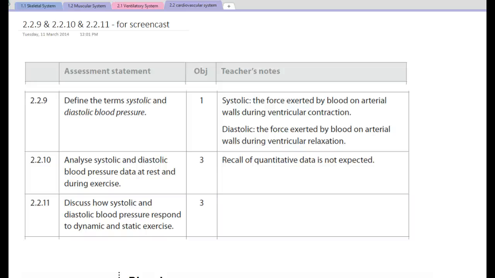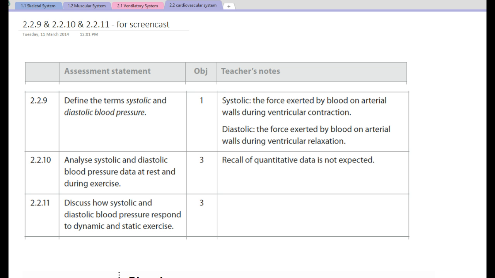This is looking at 2.2.9, define the term systolic and diastolic blood pressure. 2.2.10, analyse systolic and diastolic blood pressure data at rest and during exercise. 2.2.11, discuss how systolic and diastolic blood pressure respond to dynamic and static exercise.